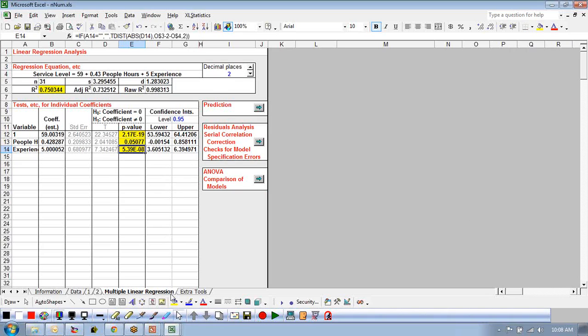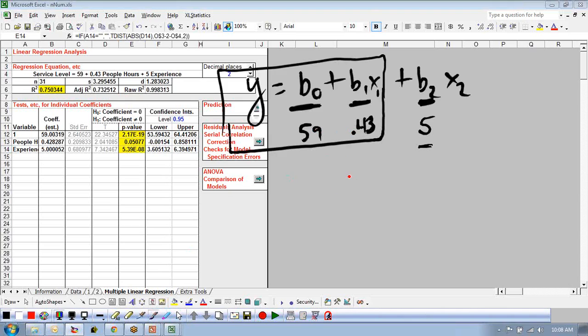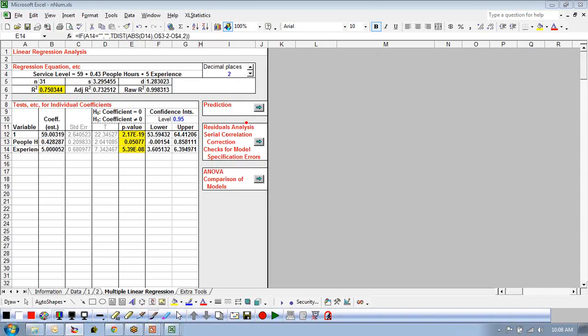So our model will indeed be y equals 59. You know what? I'm just going to erase this at this point. It really will be this model right here that I'm going to circle in red. Just trying to circle it. There we go. Service level is equal to 59 plus 0.43 times people hours plus 5 times experience. We're going to go with that. Okay? So let's take a look at the residuals before we go ahead and use it for prediction.